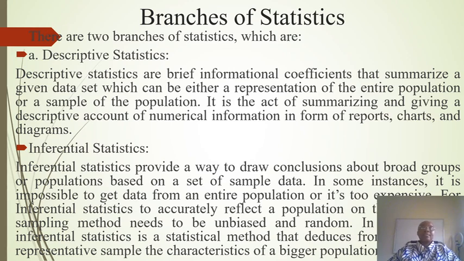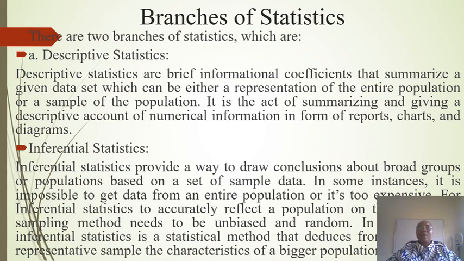Branches of statistics. There are 2 branches of statistics, which are descriptive statistics and inferential statistics. What is descriptive statistics? Descriptive statistics are brief informational coefficients that summarize a given data set, which can be either a representation of the entire population or a sample of the population. It is the act of summarizing and giving a descriptive account of numerical information in form of reports, charts, and diagrams. The second branch of statistics is inferential statistics.